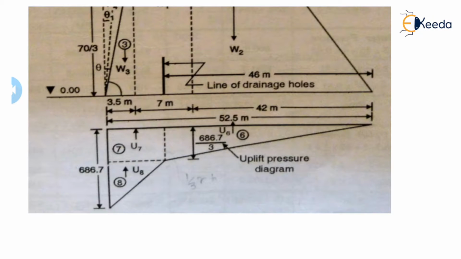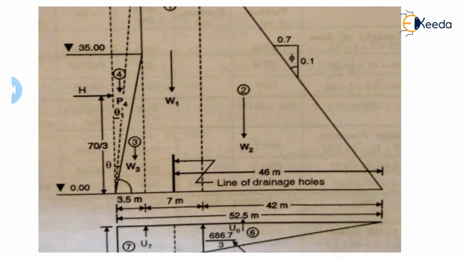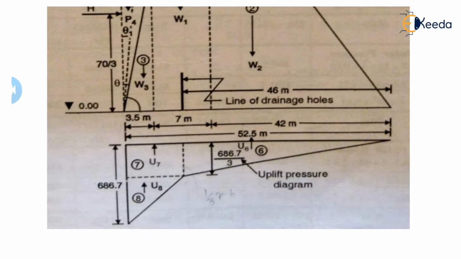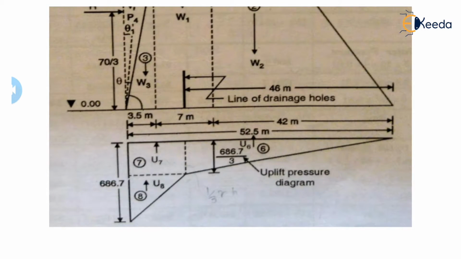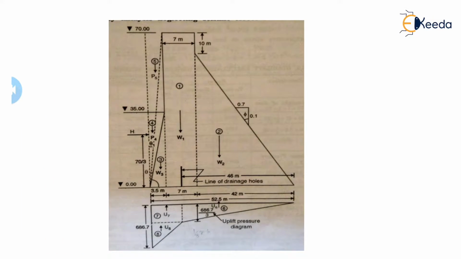Based on this given data, we have to find out the total base width. Here on the upstream side, the base width value is given as 3.5 meters. Here 46 meters from the downstream side of the body of the dam is given, and the total base width will be 52.5 meters. Other than this, there is no other given data.